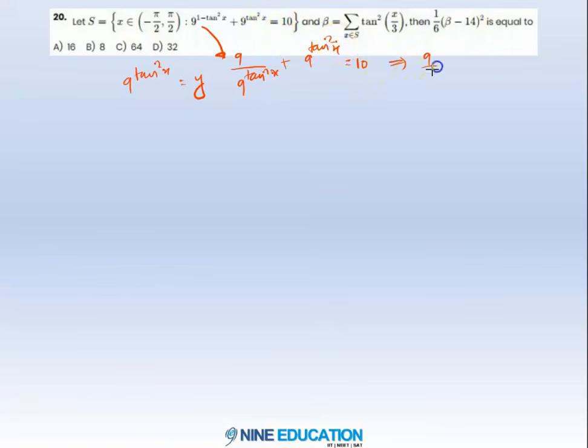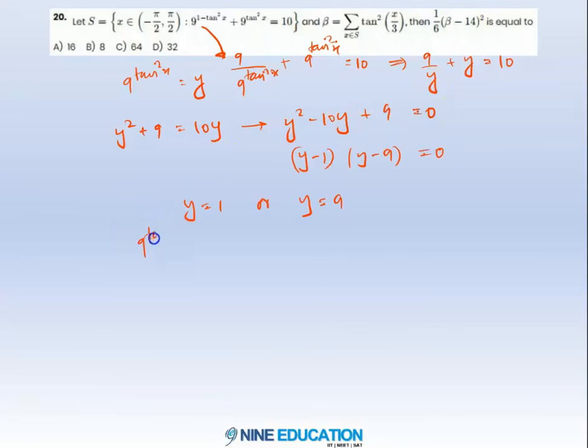that is equal to 10. So from here 9 by y plus y is equal to 10. So this is nothing but y square plus 9 is equal to 10y. So that means y square minus 10y plus 9 equals 0. So let's solve. This is 9 power tan square x value. Again 9 power tan square x value, that should be 9. So from here I am getting tan square x is equal to 1. And from this case tan square x only possibility is 0, because 9 power 0 will give us 1.